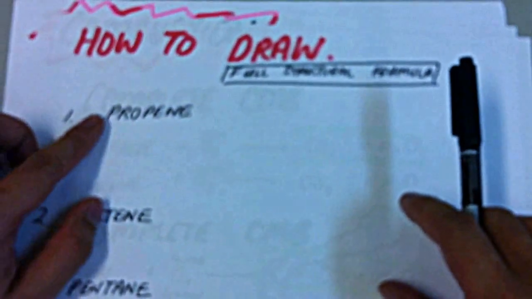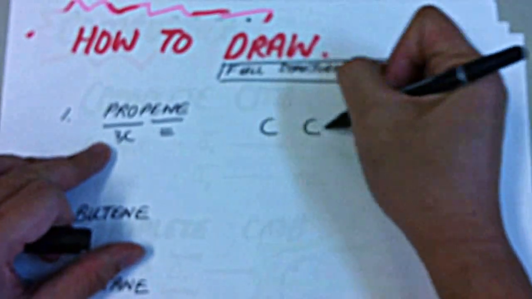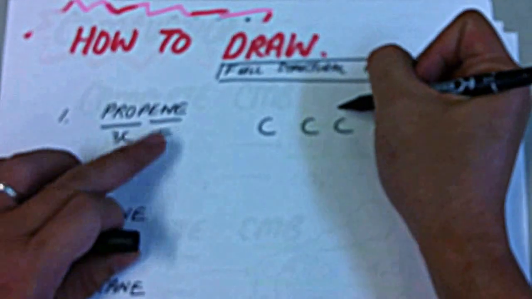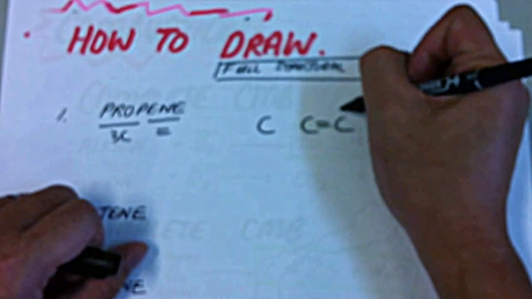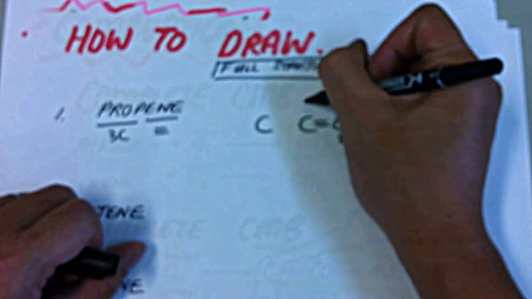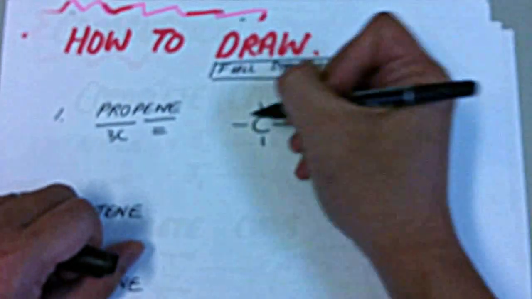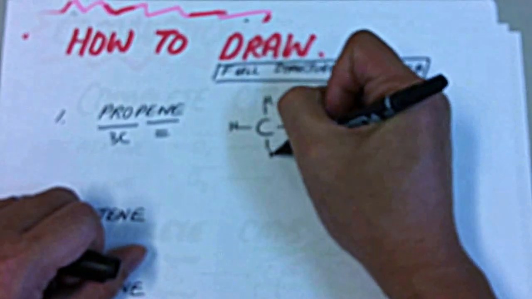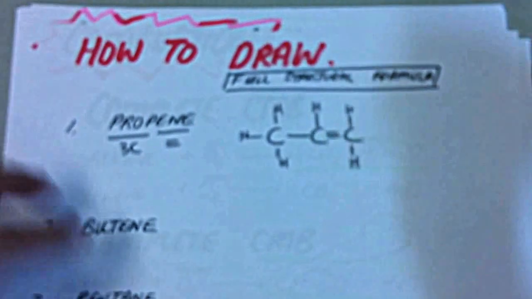Okay, how do we draw propene? Prop means 3 carbon. Ene means it contains a double bond. So this is how I draw. 1, 2, 3. Draw the carbons first. Put in the double bond. 1 carbon then has 4 lines, so each must be connected. And this carbon here has 4 lines. And then what you do is you put in the H, and you get the structure of propene.